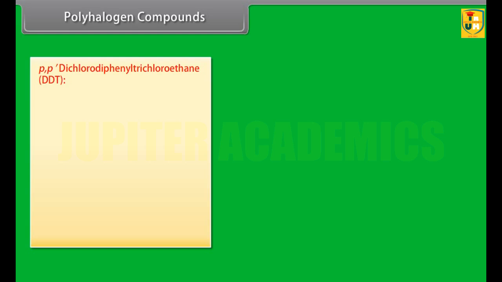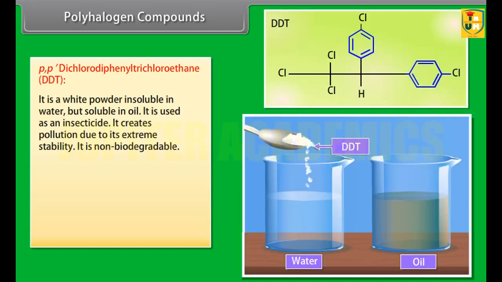p,p'-dichloro-diphenyl-trichloroethane, DDT. It is a white powder, insoluble in water, but soluble in oil. It is used as an insecticide. It creates pollution due to its extreme stability. It is non-biodegradable.